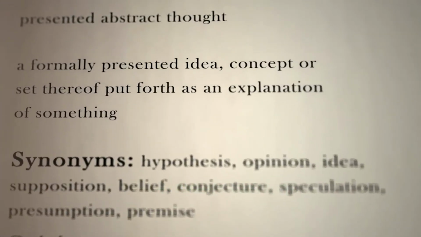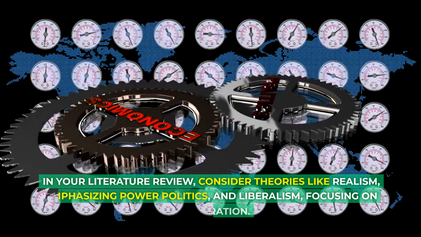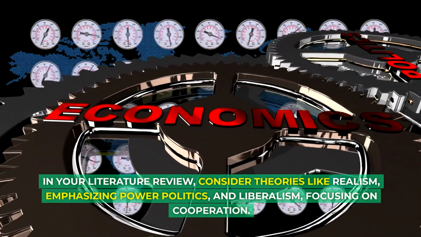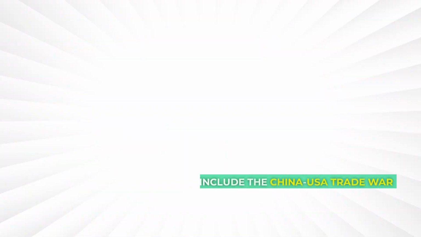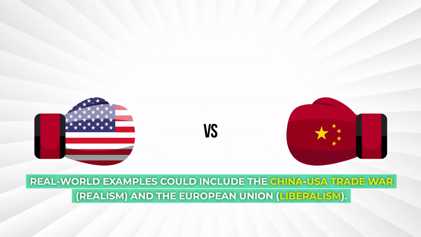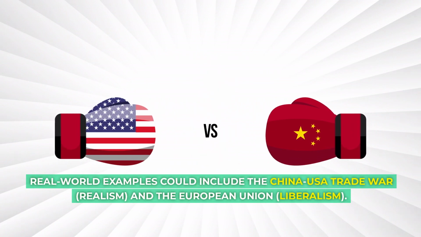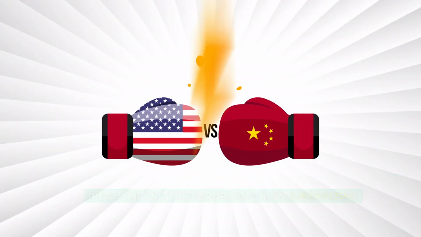Theories and models. In your literature review, consider theories like realism, emphasizing power politics, and liberalism, focusing on cooperation. Real-world examples could include the China-USA trade war, realism, and the European Union, liberalism.